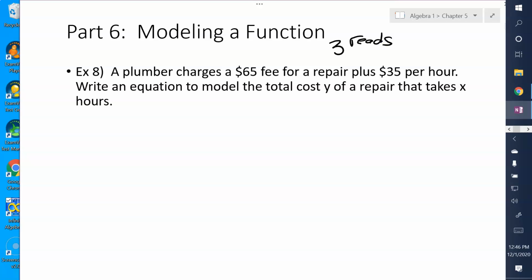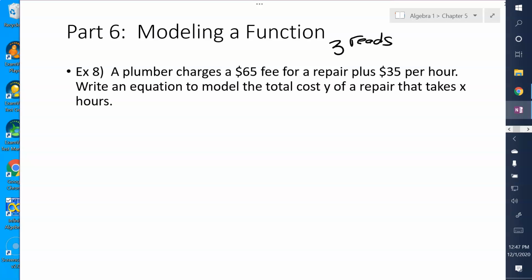First read, you get the story, and the story is that a plumber is repairing probably a sink, maybe. And that plumber is charging a $65 fee, like just to go there, just to come to your house is $65. And then for every hour that they're there, they charge another $35 on top of that $65. So there's our story.